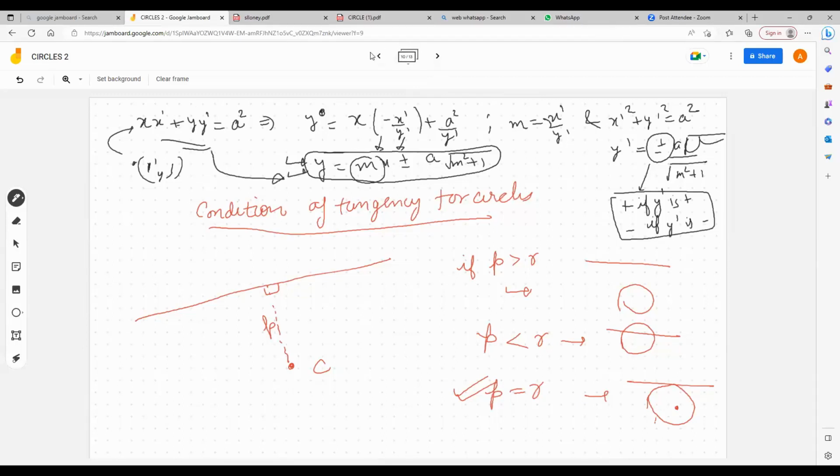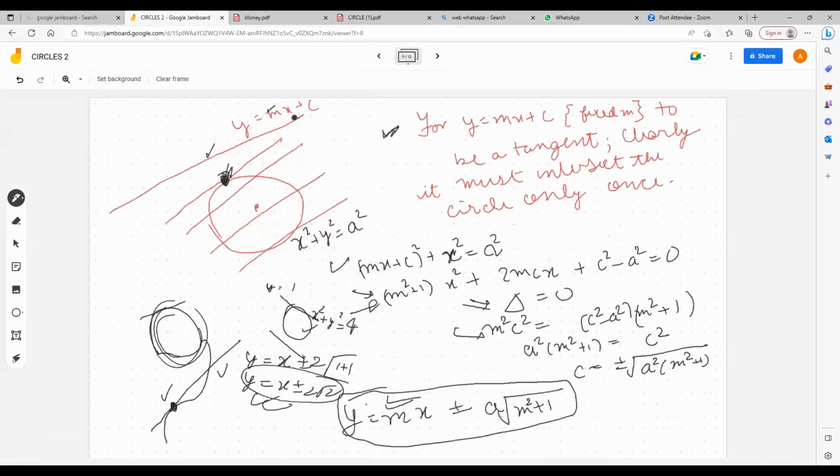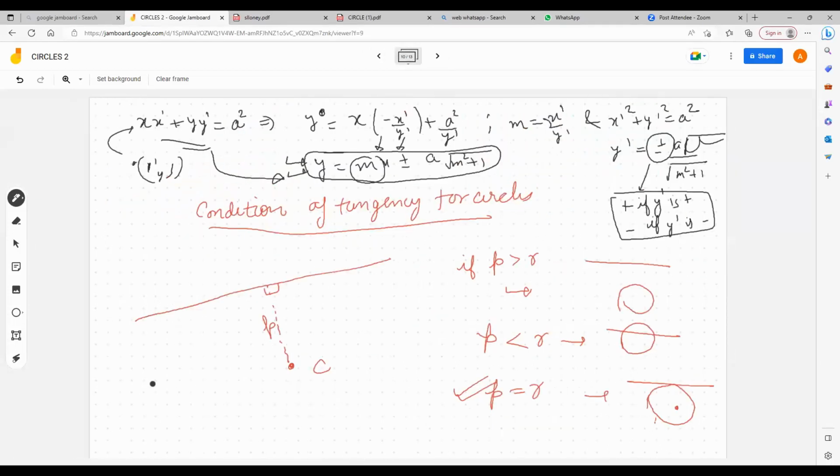So now I want to emphasize why this equation is important, and why it is important to say that y equals mx plus or minus a under root (m squared plus 1). First of all, this is going to be one of the most used equations of the tangent for the circle, so we need to remember it. And second, if you know the slope m, then you know the entire equation of the tangent. So this equation is important in that way.